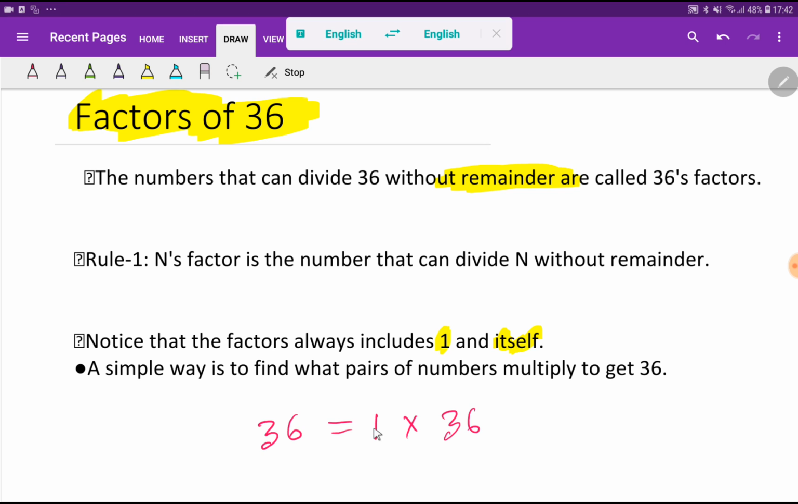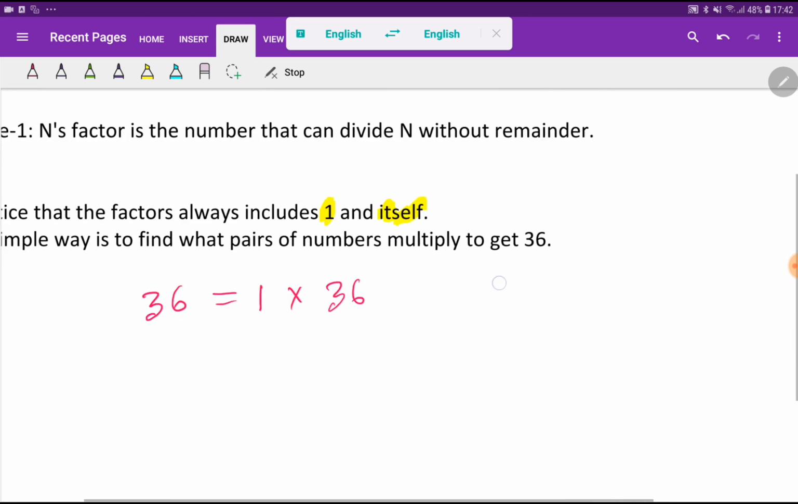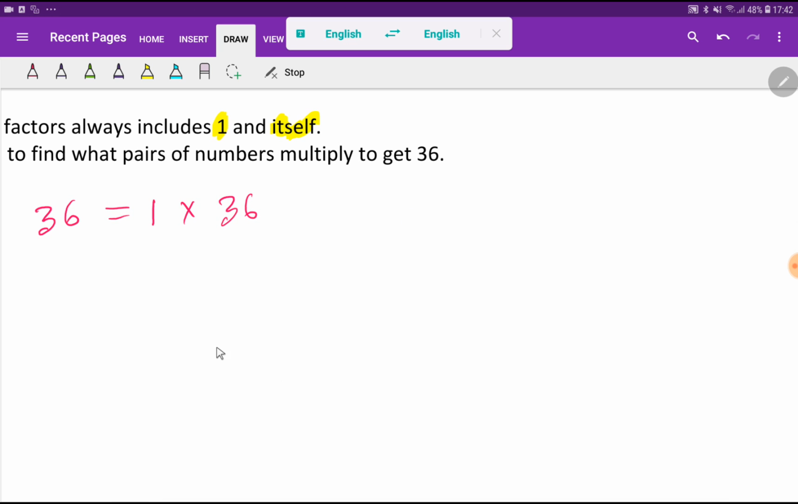If I multiply 1 times 36, then I will get 36. That is, 1 and 36 are factors of 36. If I divide 36 by 1, I get 36, and if I divide 36 by 36, I get 1. So the lowest factor of 36 is 1 and the highest factor of 36 is 36, right?